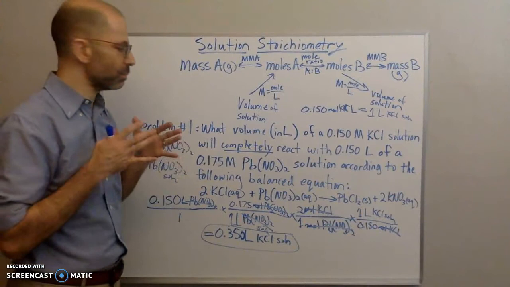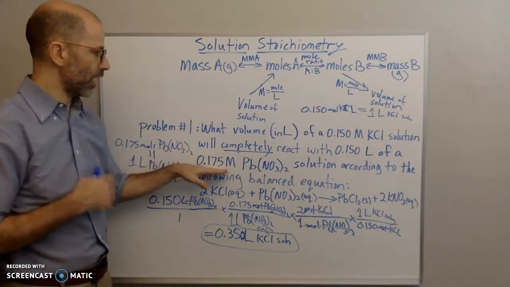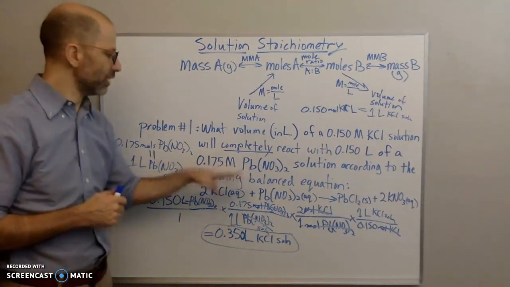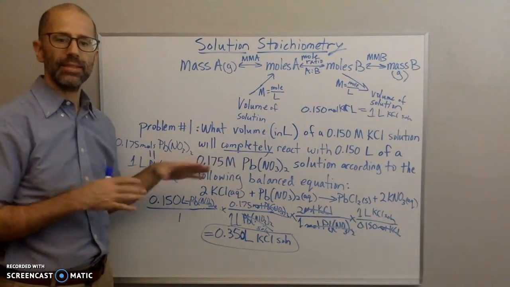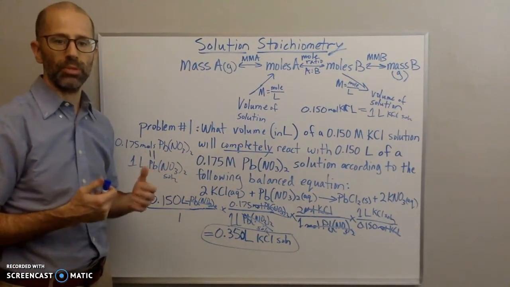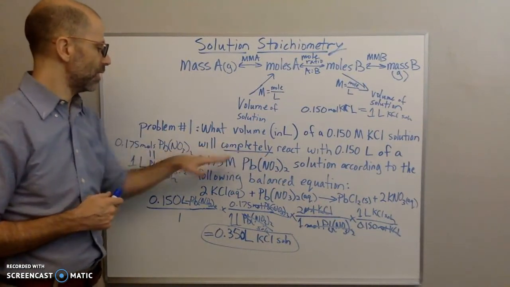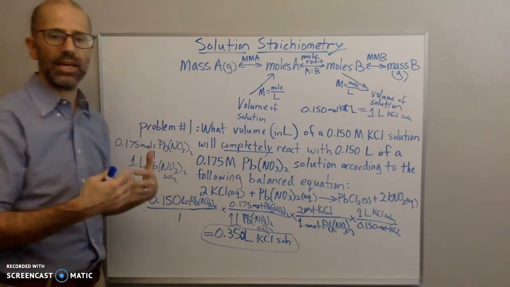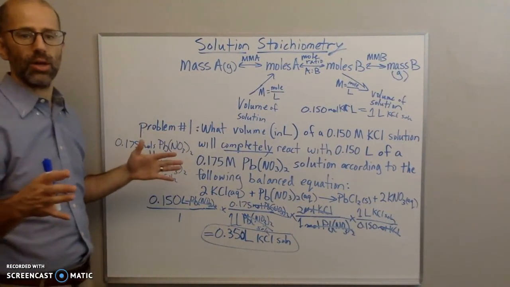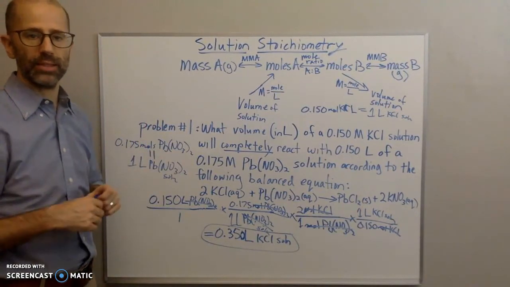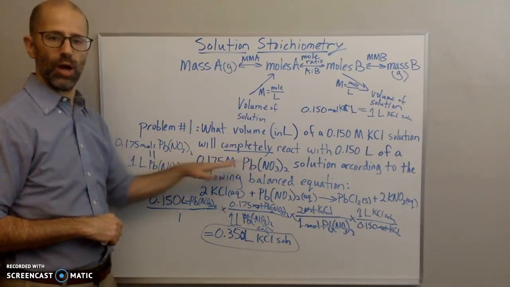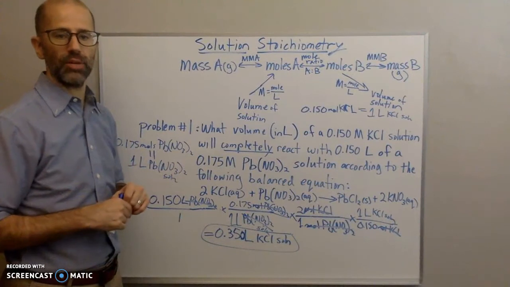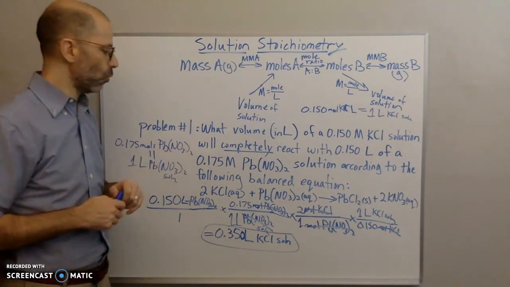that is going to react completely with my volume and molarity of the lead nitrate solution. So the great thing about the word completely is that this is not a limiting reagent problem. Because it says completely, one reactant is going to react completely with the other, so that at the end of the reaction, both reactants are gone. I don't have any leftover reactant. So that tells me when they use this verbiage, like completely, that it's not a limiting reagent problem, and I don't need to find what the limiting reagent is.